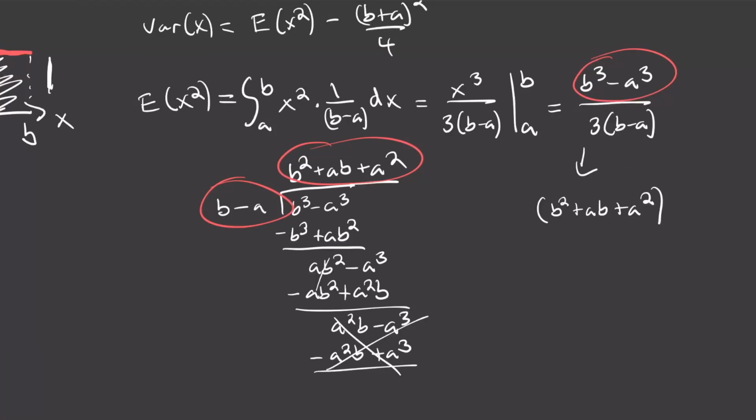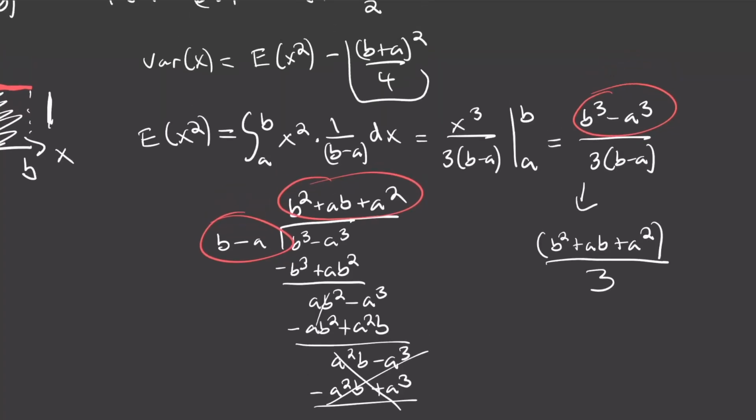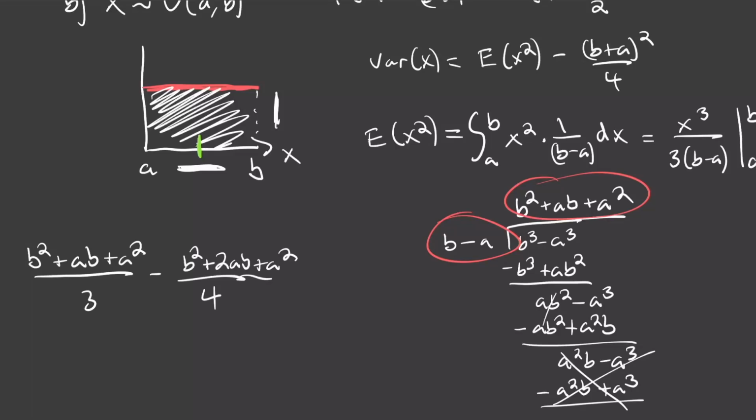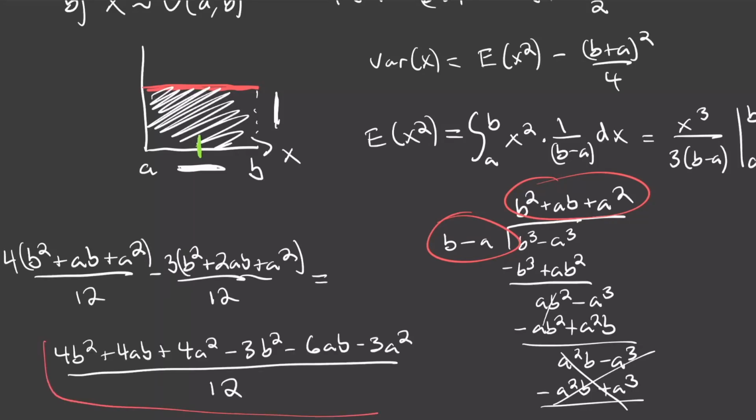So this right here is the second moment of x, but to calculate the variance, we still need to subtract off this term right here, so let's do that over here. Okay, now I can just do a little bit more simplifying. This is going to expand to b squared plus 2ab plus a squared. I can get the common denominator by multiplying this side by 3, so I get a 12 on the bottom, and then this side by 4, so I get 12 on the bottom and multiply this by 4. Then I'm going to get this term right here, and I just distribute this 4 inside of here and this 3 inside of here, this negative 3, and then combine them over our common denominator of 12.